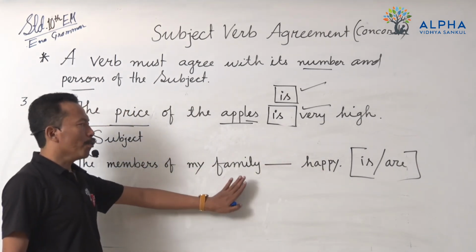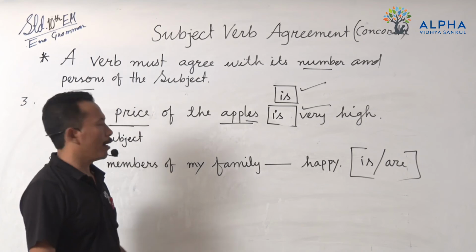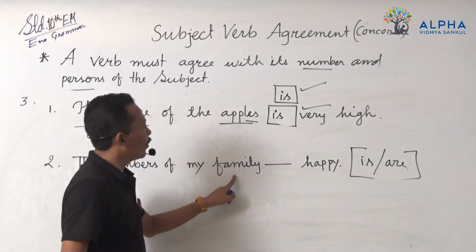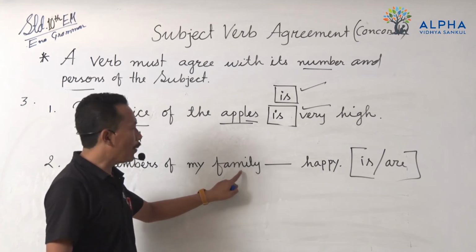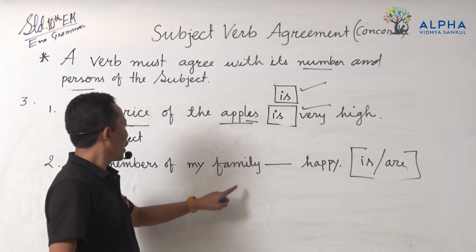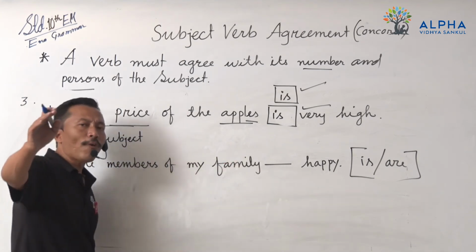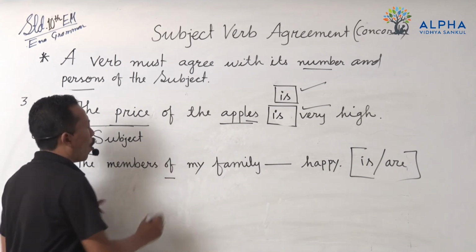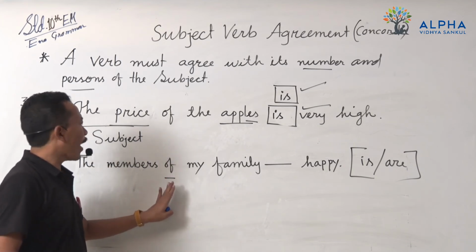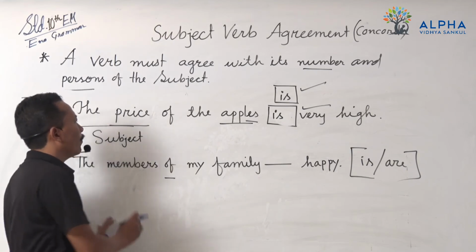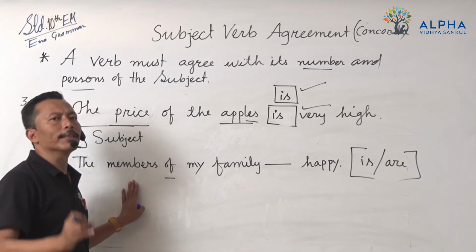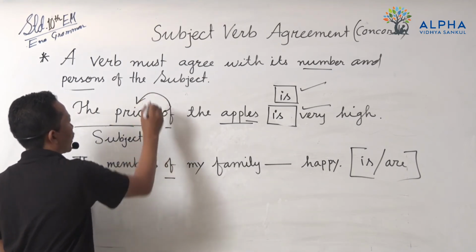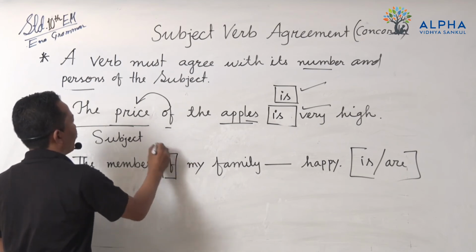And see, many times we observe when we look at the nearest one, family. No, family is singular. But I told you, if you want to find out the real subject, here you will find the word of, the of phrase. If you find the of phrase, just before the of, that word is the real subject. Okay, see, the price of. Here is of, just before of, the price comes. Here is of, just before of, the members come.